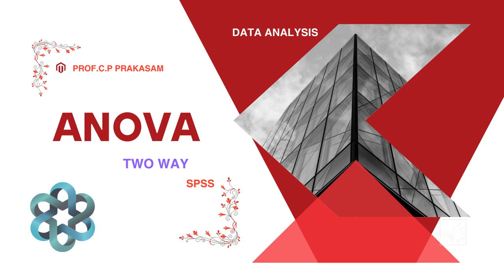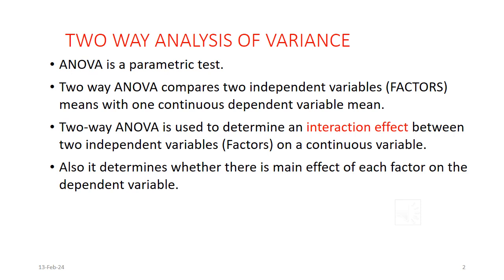I will be discussing ANOVA, analysis of variance, with two factors. Two-way analysis of variance. Analysis of variance is a parametric test. It compares two independent variables, that is two factors, means with one continuous dependent variable mean.